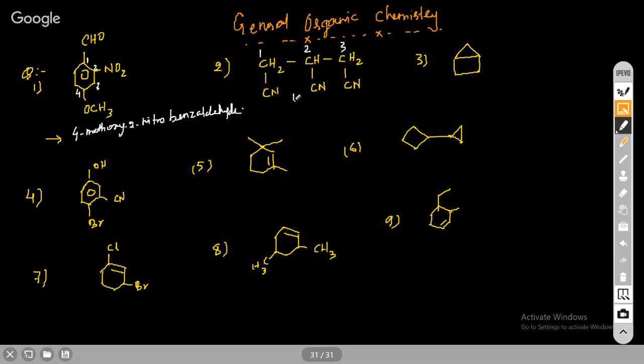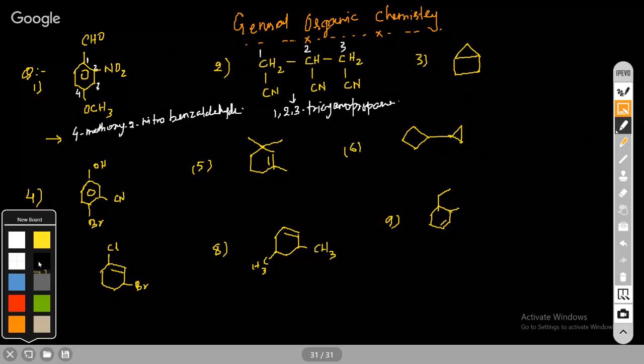So the name of this will be 1,2,3-tricyano-propane. Okay, so the rule for this is: when more than two carbon-containing functional groups are directly attached to the unbranched alkane, then we do not consider the carbon of the functional group in the parent chain. That's the rule we have.